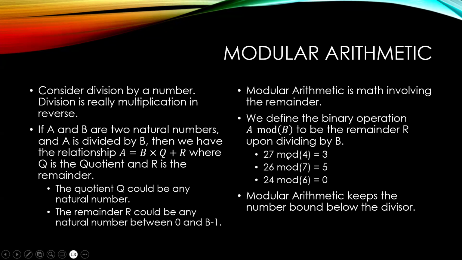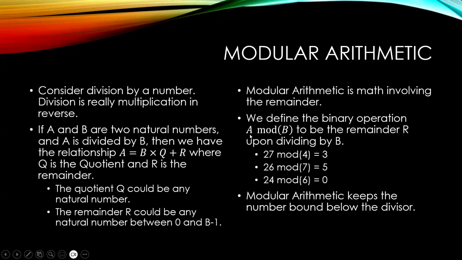And so 27 mod 4, well, 27 divided by 4 would be 6 with a remainder of 3. And so that means that 27 mod 4 would be 3. 26 mod 7, well, 26 divided by 7 would go 3 times with a remainder of 5. So we have 5. 24 mod 6, well, it goes in evenly. And so the remainder would be 0.